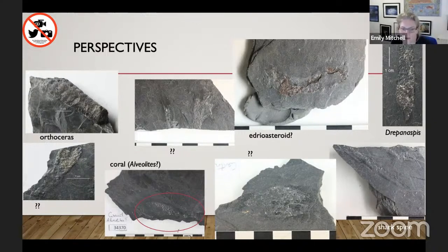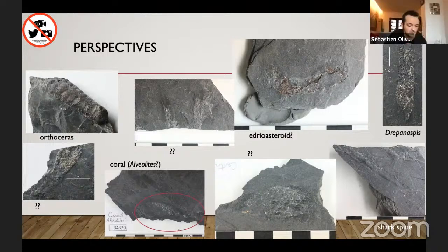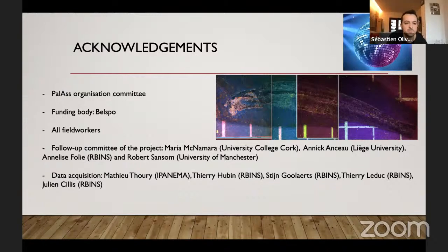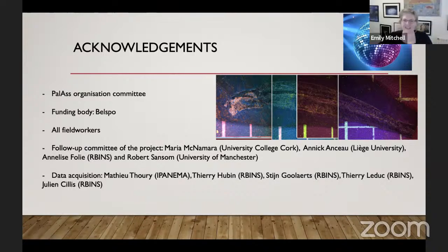Sorry, Sebastian, you're running out of time. If you wrap it up now, that'd be fantastic. Thank you. Acknowledgement to the PalAS Organization Committee and all the different partners. Thank you. Excellent. Thank you, Sebastian, for a really fantastic talk.